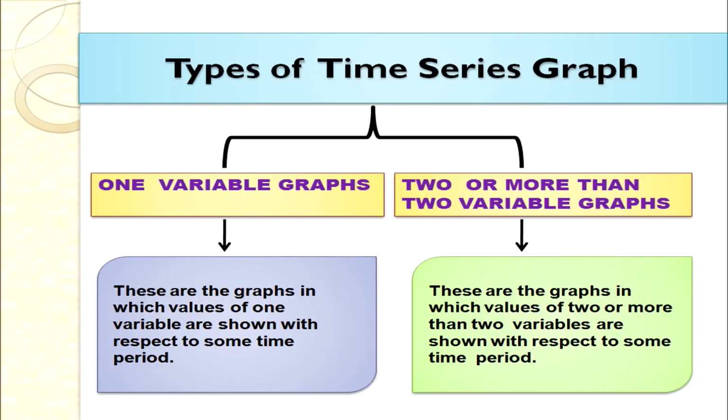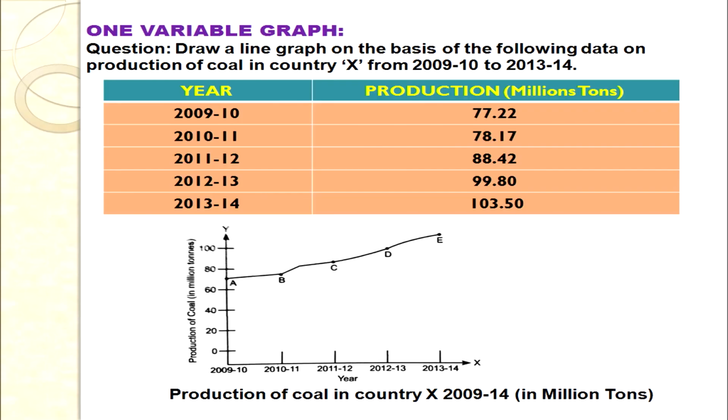Now, as you can see, there are two types of time series graphs. One is one variable graphs, the other is two or more than two variable graphs. These are the graphs in which the value of one variable is shown with respect to some time period. Whereas, in the case of two or more than two variable graphs, what happens? These are the graphs in which values of two or more than two variables are shown with respect to a time period. We can discuss them with the help of construction.